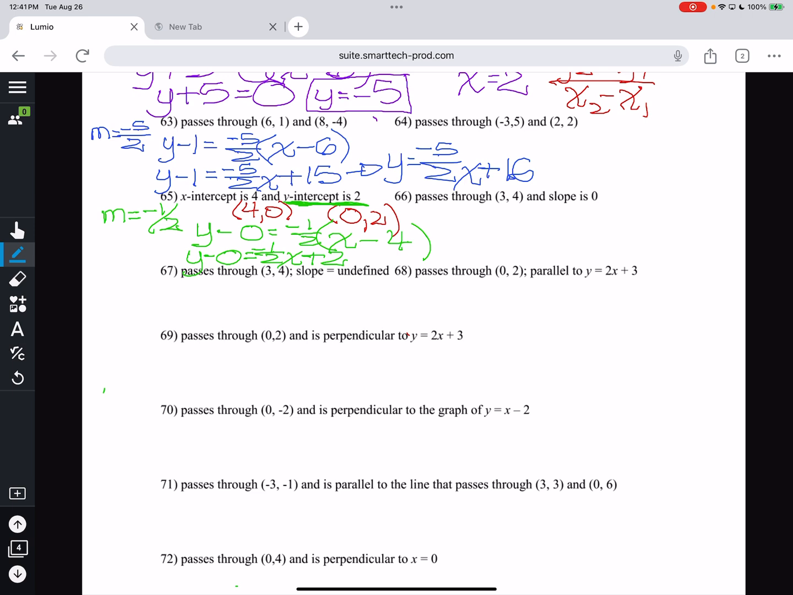All right. So tell me what you would get for 67. Passes through 3, 4, and the slope is undefined. What do we get? You just have to know the answer. x equals 3. Slope is undefined, so it looks like this, which means it's crossing the x-axis. So you grab the x part, x equals 3.